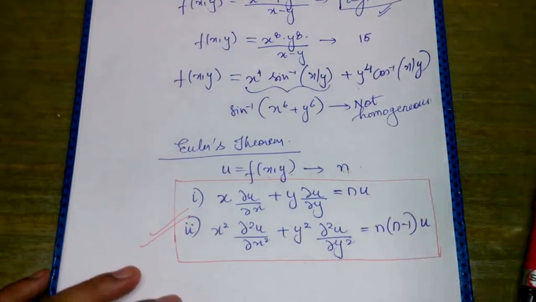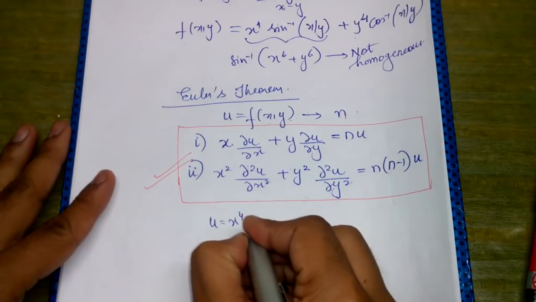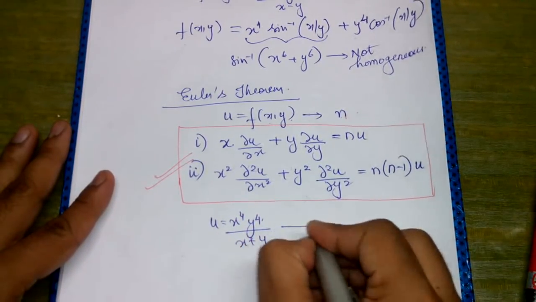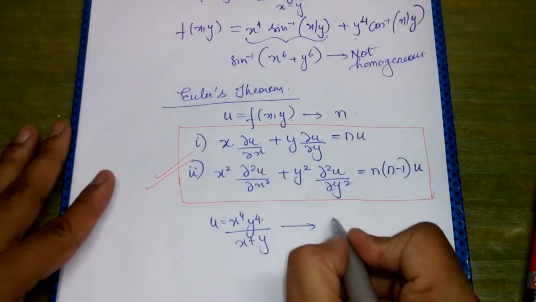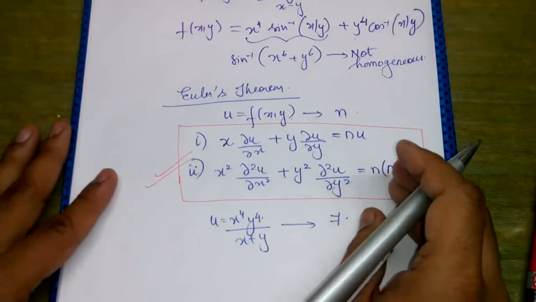And for example, if we have been given the function u is equal to x to the power 4 times y to the power 4 upon x plus y. So this is a homogeneous function of degree 7, because 4 plus 4 is 8, and minus 1 is 7.